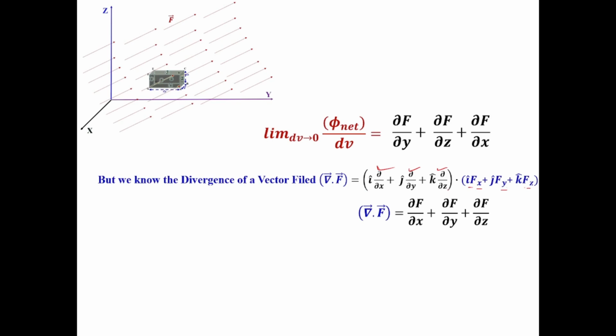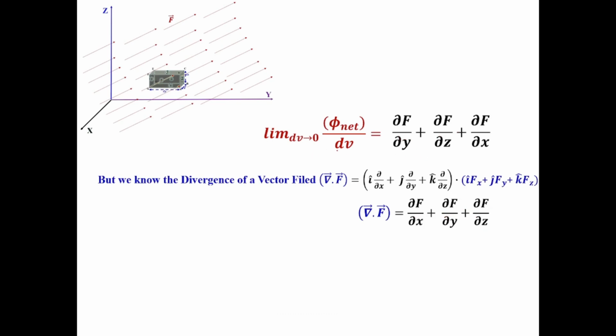so if we consider the dot product, then we find del fx by del x, del fy by del y, del fz by del z, or simply we can write del f by del x, del f by del y, del f by del z. Okay, so if I compare this result with this one, both are equal. Here we found the del f by del x term, del f by del y, del f by del z. So these two terms are equal.